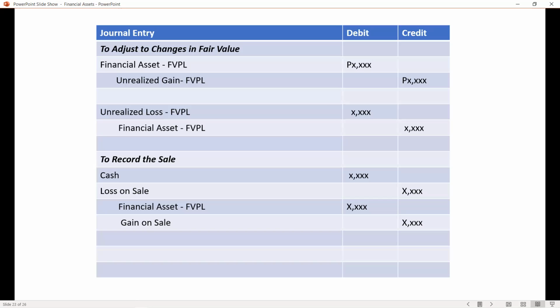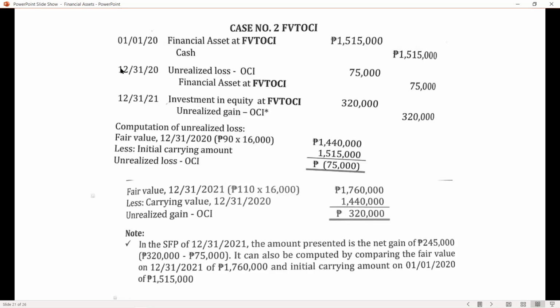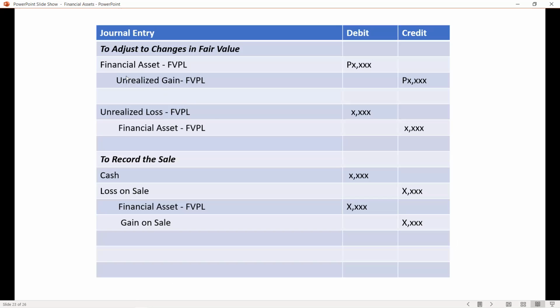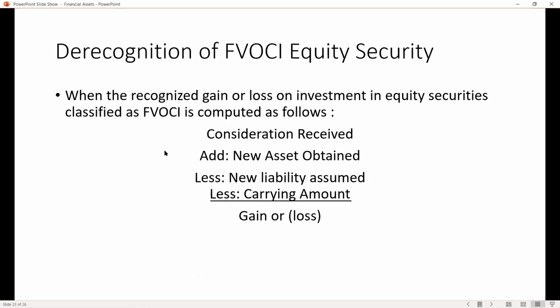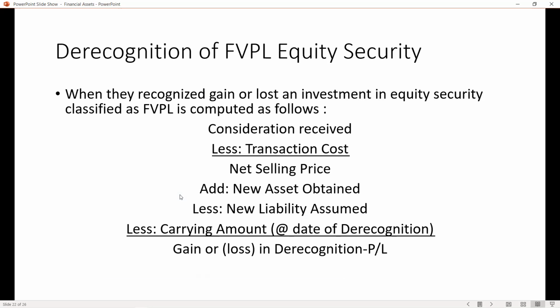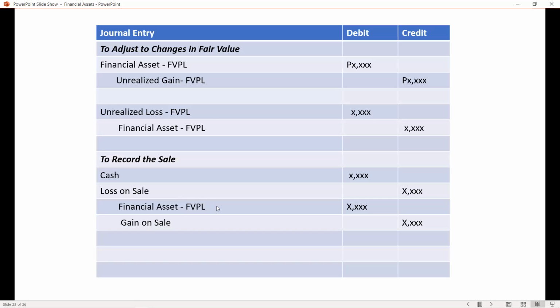So ito yung journal entry natin. So to adjust the changes in fair value, ito yung ginamit natin kanina dito. Same journal entry yan. So financial asset at FVPL if it is gain. Kapag loss naman, nasa taas yung loss, nasa debit side. So to record the sale: cash, which is the consideration received, the loss on sale kapag may loss tayo dito, and credit financial asset.